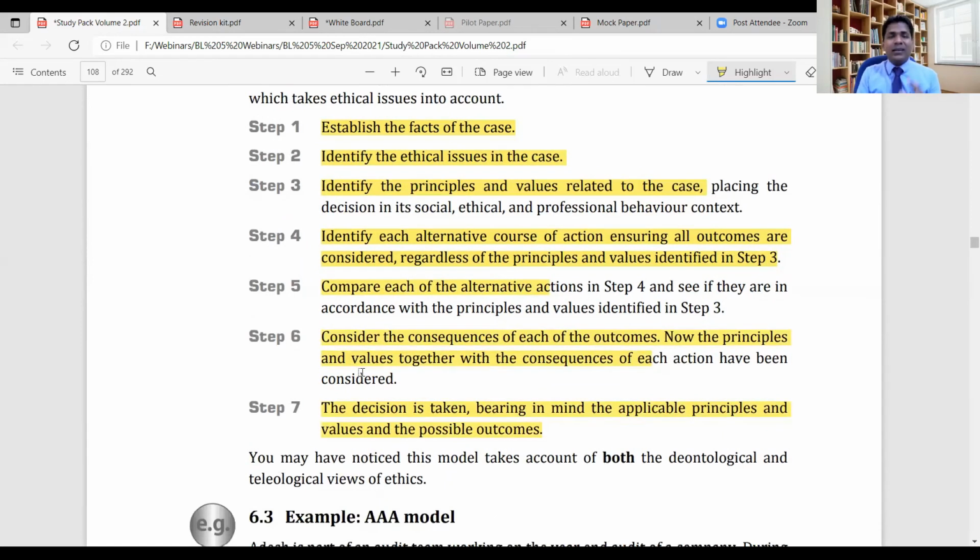So if you can remember, it is even better. What is the first one? Establish the facts. Number 2, look at the ethical issue. Number 3, what is the impact on the principle? Number 4, look at the alternatives. Number 5, compare the alternatives. And number 6, consider the impact. And number 7, take the decision.